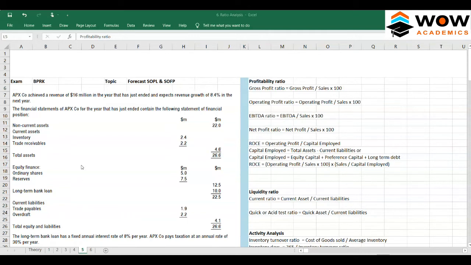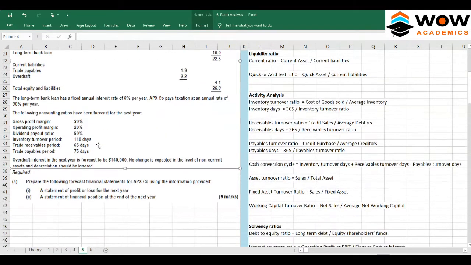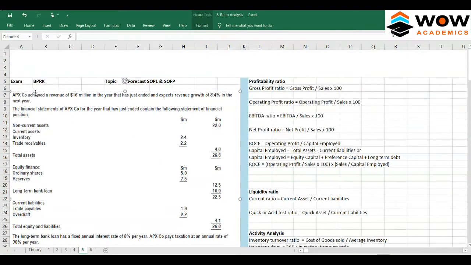So we'll start from this problem. This problem is about forecasting the SOPL and SOFP. We'll read the requirement so we'll get an idea. Prepare the following forecast financial statements for APX Co using the information provided. So we have to prepare a forecasted SOPL and we also have to prepare a forecasted SOFP. These are our two statements that we have to prepare, and these have to be prepared based upon the ratios.